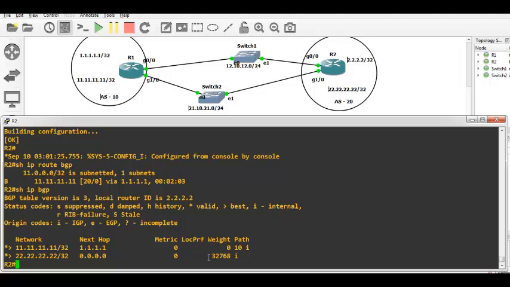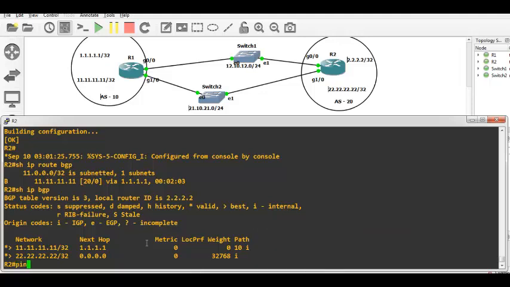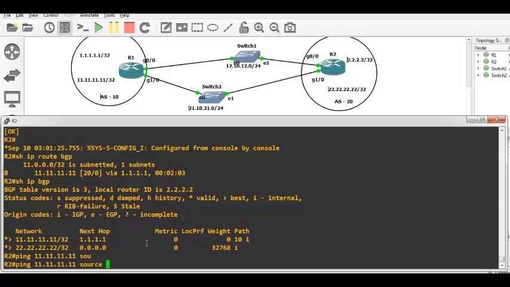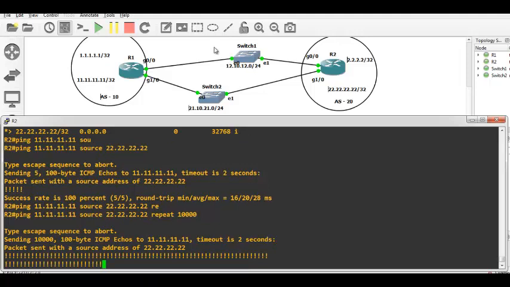So when I ping now 11.11.11.11, sorry, Girish, go ahead. Ping please from here, 11.11.11.11, with source 22.22.22.22. Yeah, this ping is going. Now I'm going to repeat this 10,000 times. As the ping is going on, I'm going to delete this switch.